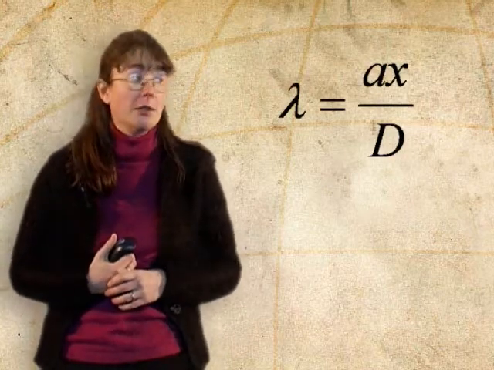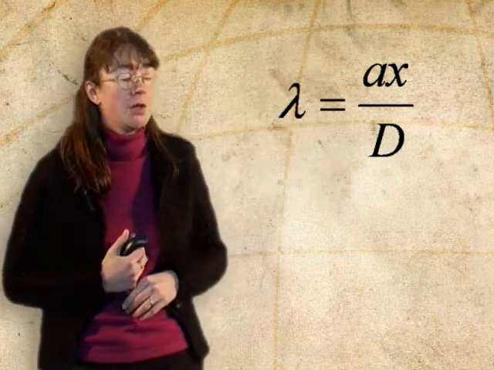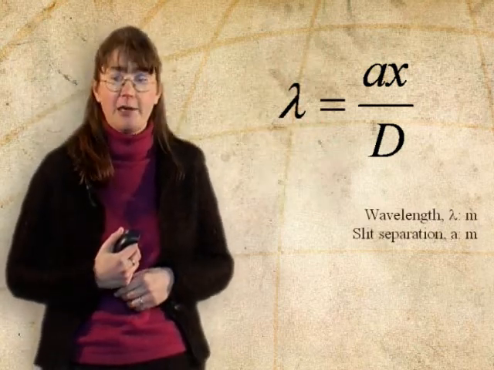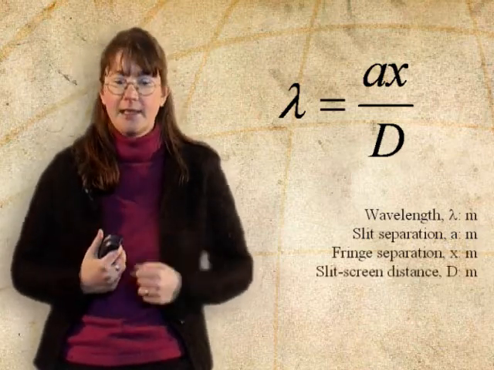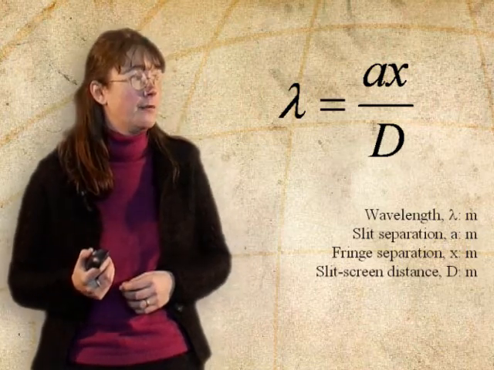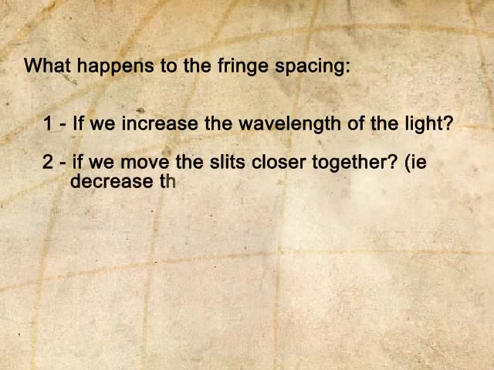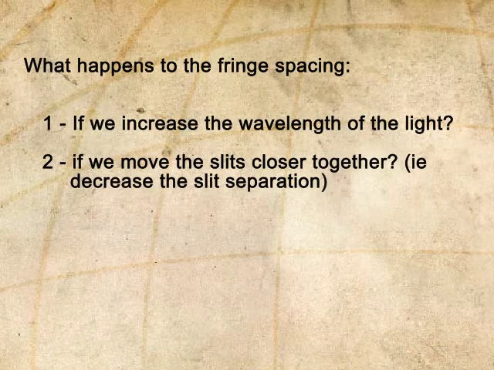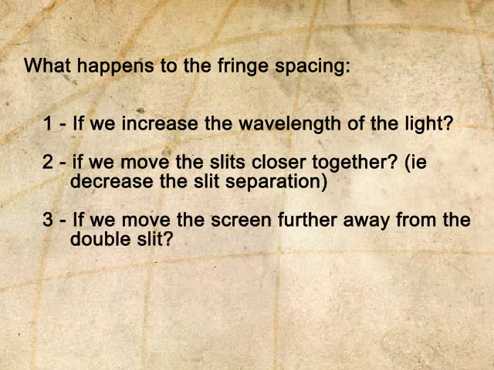Now, this is the equation that we use. Lambda is equal to a x over D. The wavelength is in meters; slit separation, fringe separation, and slit-screen distance, as I said, are all in meters. Now, can you predict what will happen in each of the following cases? If we increase the wavelength of light; if we move the slits closer together, in other words, decrease the slit separation; if we move the screen further away from the double slit. What happens to the fringe spacing in each case?